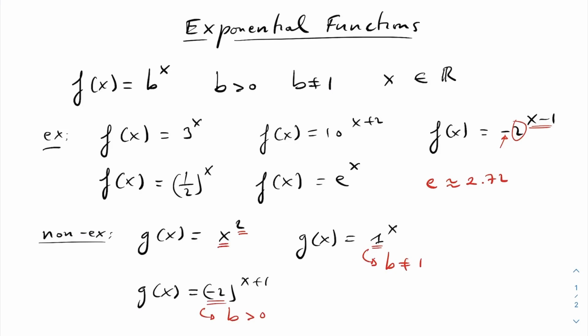And our last example here that I have that is not an exponential function would be g of x equals x to the power of x. In this case, you have a variable base, which is not good because your base should be a constant.